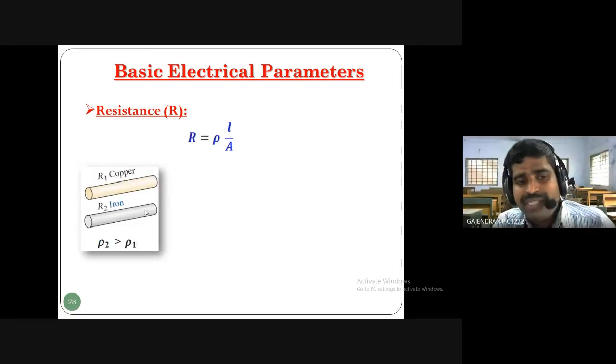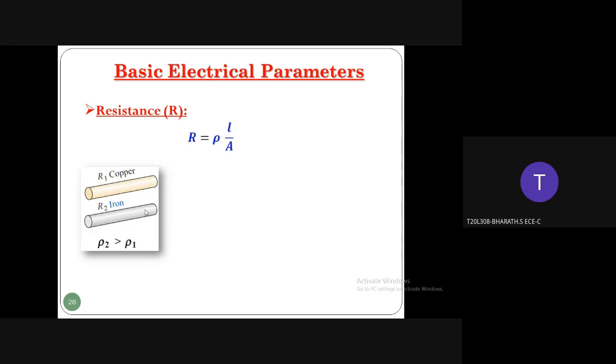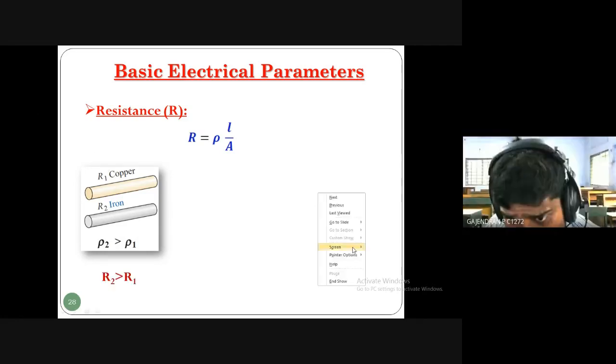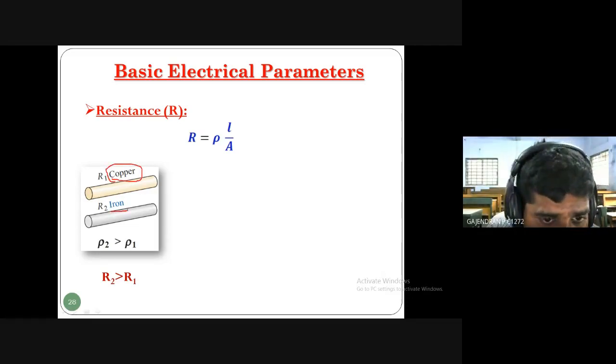Now please observe, we studied few parameters. Now you observe the diagram. Which one differs? Resistivity, length or area? Resistivity, sir. Why? Rho 2 is greater than rho 1. The material is different, sir. Very simple. Material difference. Top one is copper, a good conductor. Iron is the bad conductor.